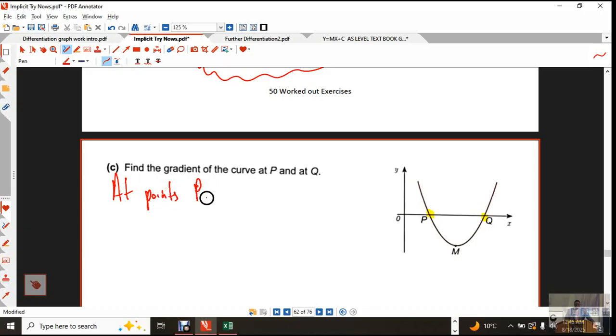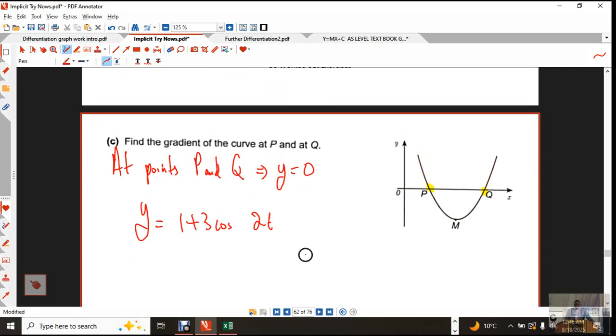At points P and Q, y equals 0. So remember our equation was y equals 1 plus 3 times the cosine of 2t. That's what it was. Right, they are saying then y equals 0. So we're going to have to let y equal 0. So 1 plus 3 times the cosine of 2t is equal to 0.